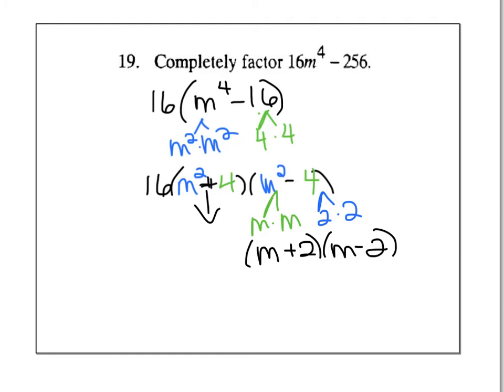And now I'm going to bring the other parts down. 16 m squared plus 4. So this one actually could be factored 3 different times. GCF, difference of squares, and then difference of squares all over again.